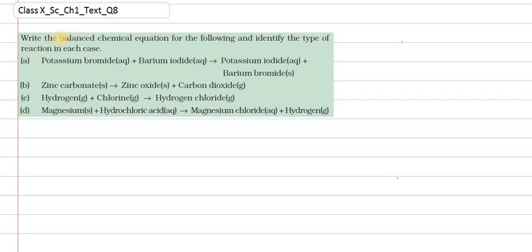The question reads, write a balanced chemical equation for the following and identify the type of the reaction. So we have to write first the balanced chemical equation and then identify the type of the reaction. So let's start with part A.